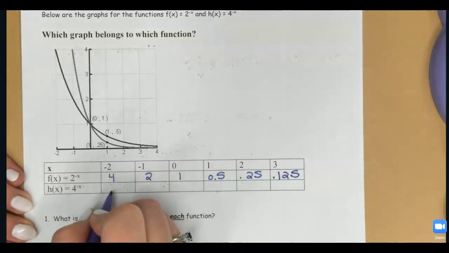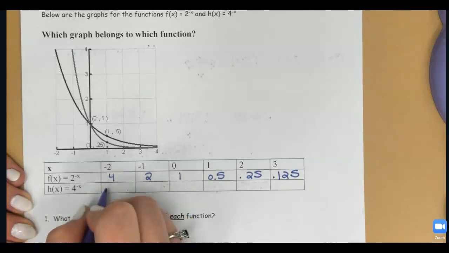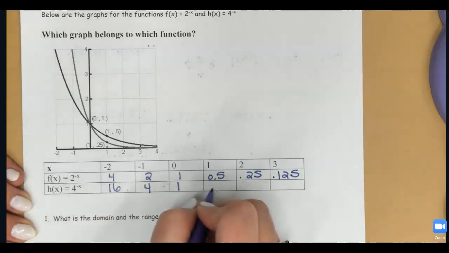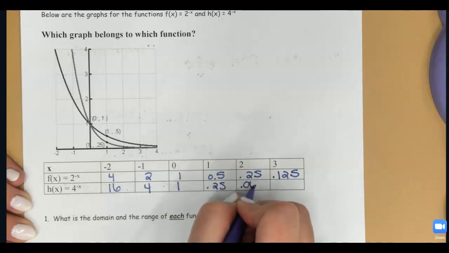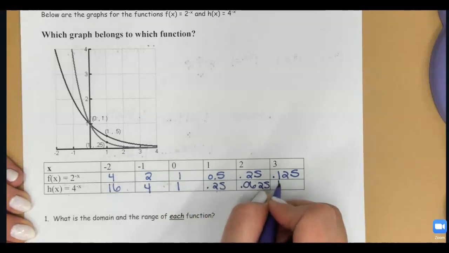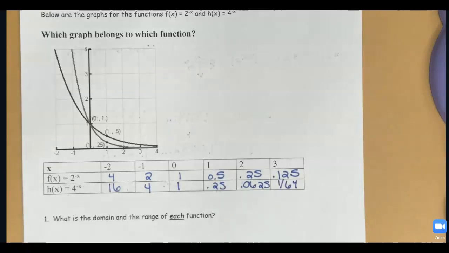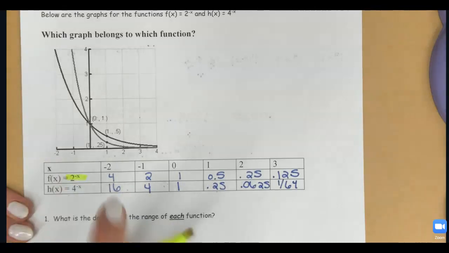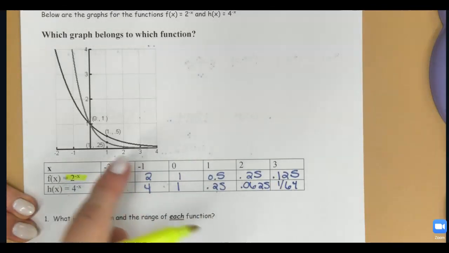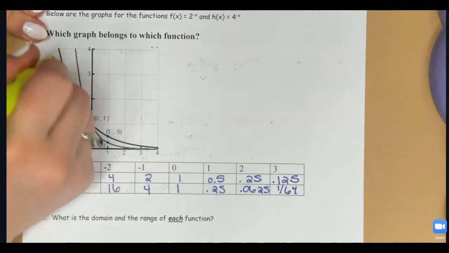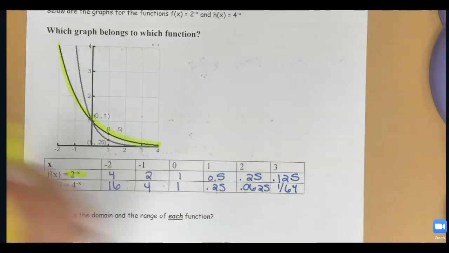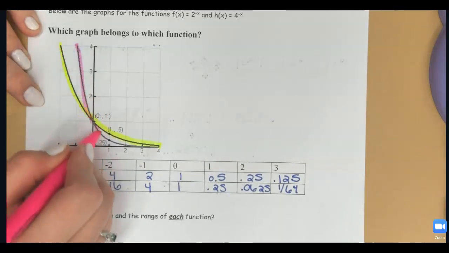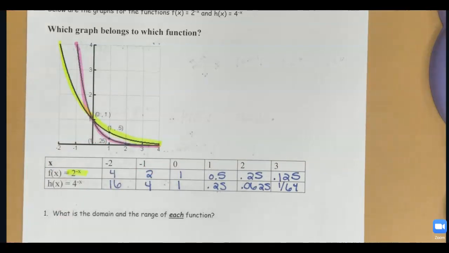For 4 to the negative x, I have 16, 4, 1, 0.25, 0.0625, and then this is going to be 1/64, which is a really long decimal, so I'm just going to leave it as a fraction. And then again, let's match these on my graph. 2 to the negative x, again, I'm looking at these points. It has the point 1, 0.5, so it is that darker graph. And so the lighter graph is my other one, 4 to the negative x.